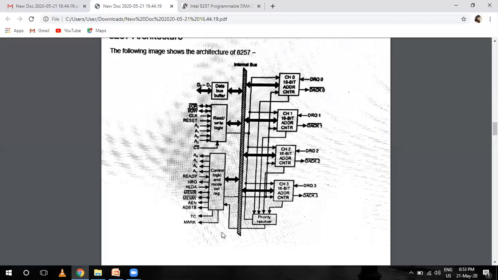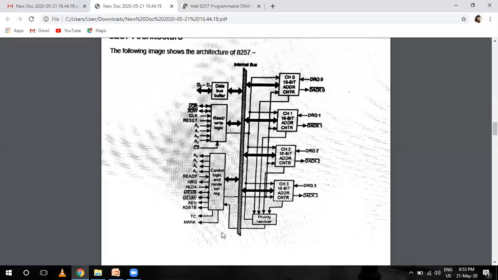DRQ is a DMA request, that is DRQ0 to DRQ3. Yes, DRQ0 to DRQ3. These are the individual asynchronous channel request inputs used by the peripheral to obtain a DMA cycle. Basically DRQ0 has the highest priority, and DRQ3 has the lowest priority. A request can be generated by raising the request line and holding it high until DMA acknowledgement.